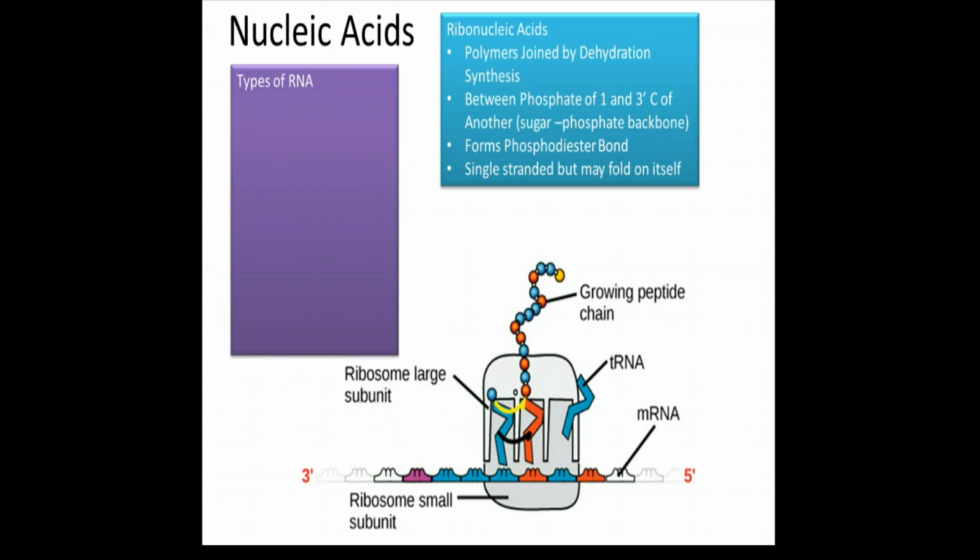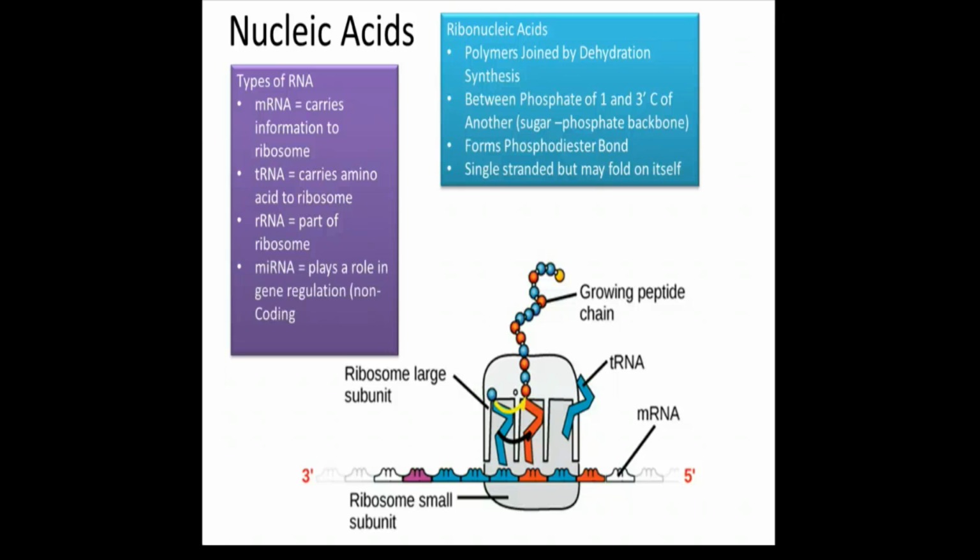There are several types of RNA that do different functions. Messenger RNA is going to carry information from the nucleus to the ribosome. Transfer RNA is going to carry amino acids from the cytoplasm to the ribosome for protein synthesis. And ribosomal RNA is actually going to be part of the ribosome and help with the process of joining the amino acids to form the peptide chain.